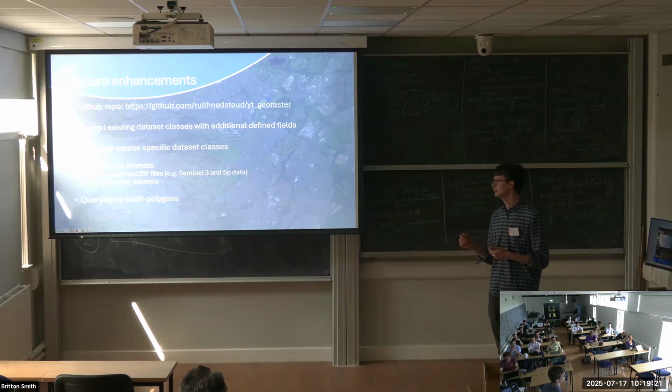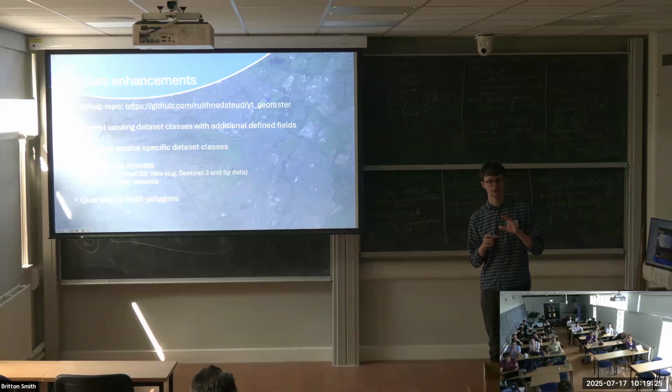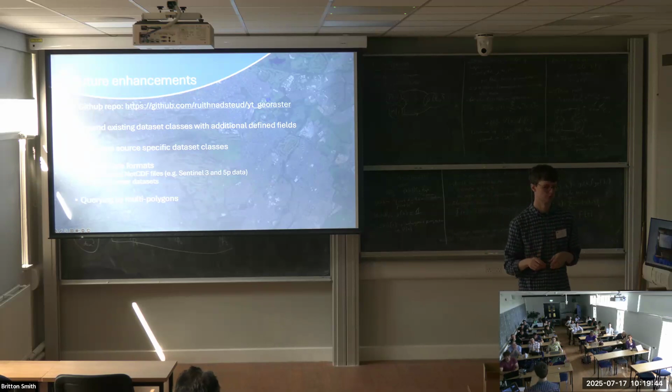And then finally, it would be good to be able to query by multi-polygons. So currently, we can make a single selection with a single polygon. And it would be good to have it so that you could provide basically a combined polygon, where they could be discrete polygons in a space on your map, and have the selection do that in one go rather than having to do multiple selections for each one.